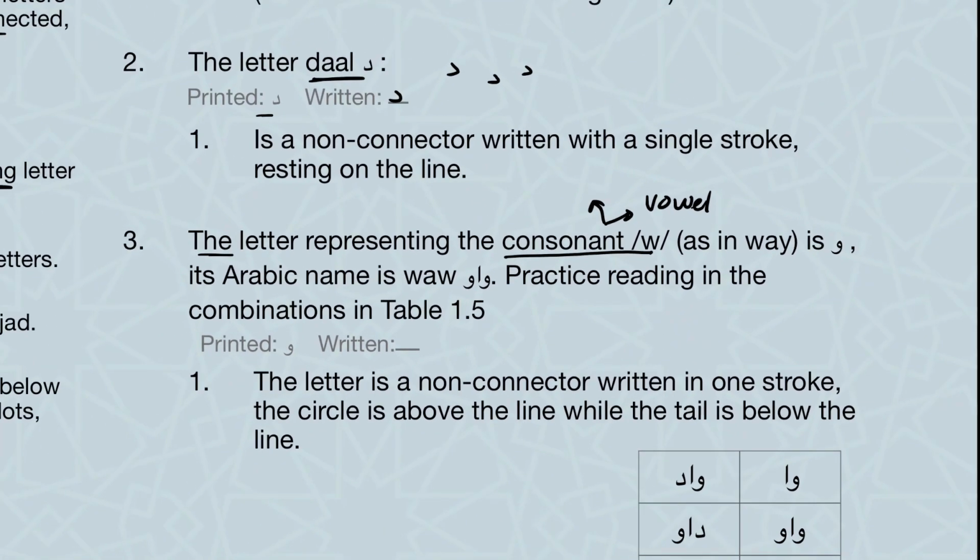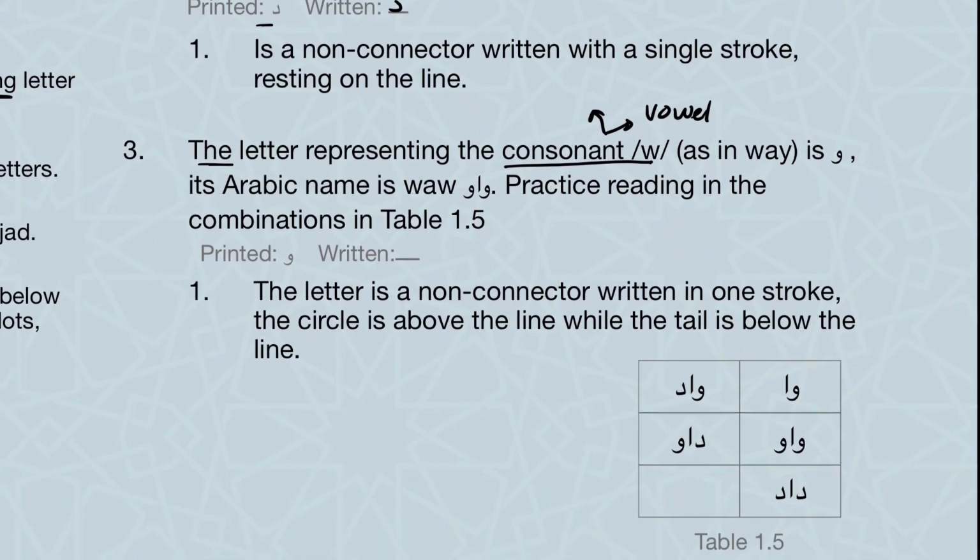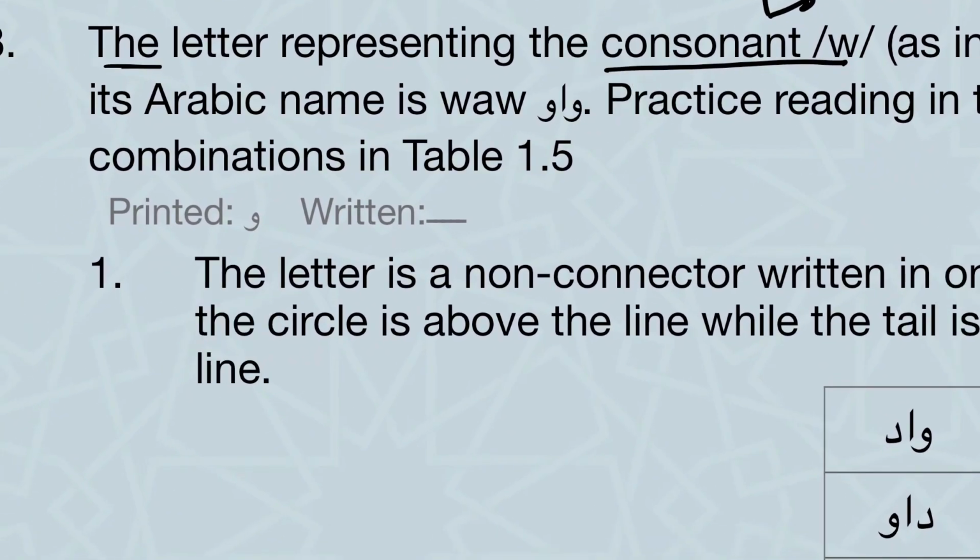Practice reading in the combinations. Okay, we're going to practice them. Okay, how do we write them? It's basically very simple. We start with a circle and it has a tail. Circle with a tail.